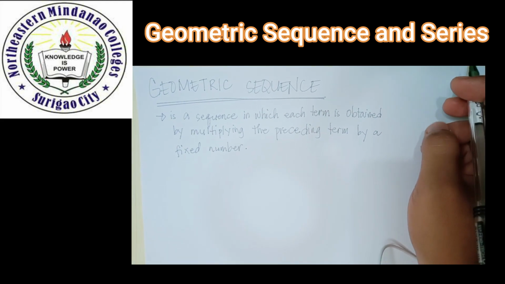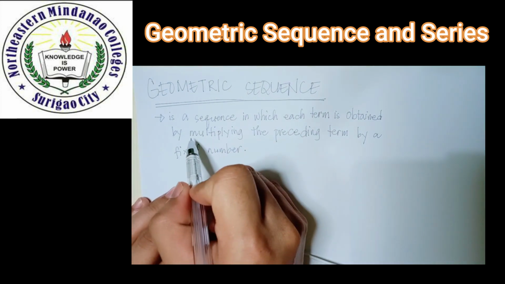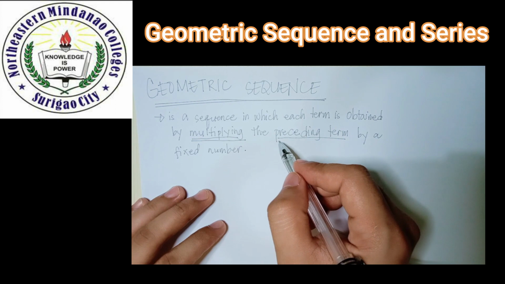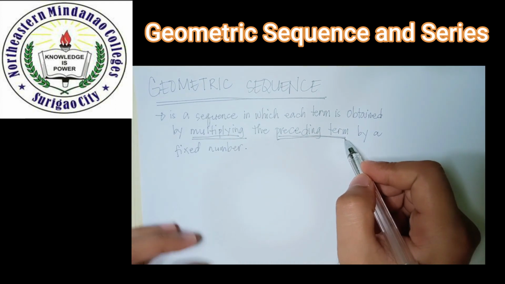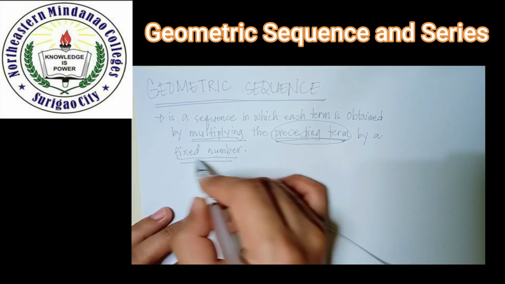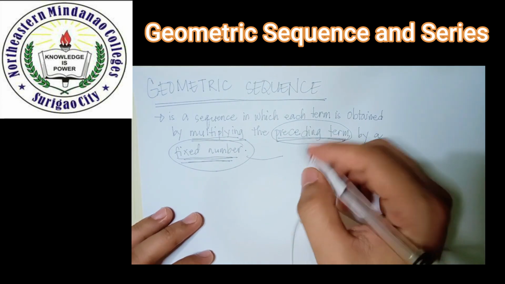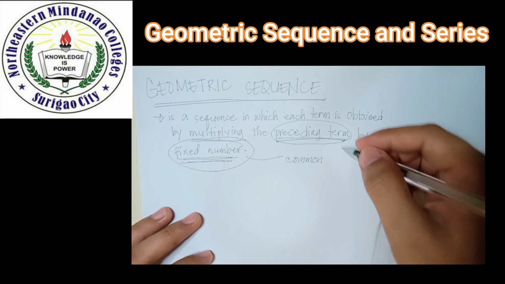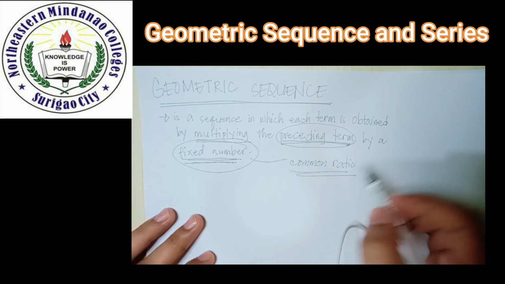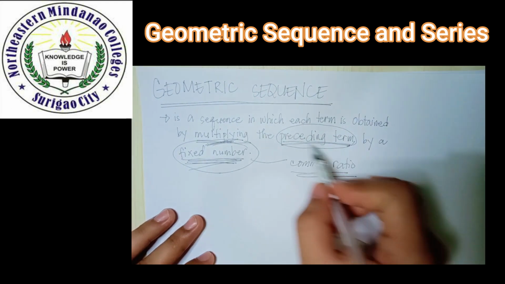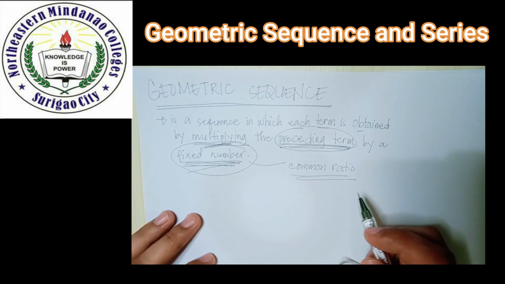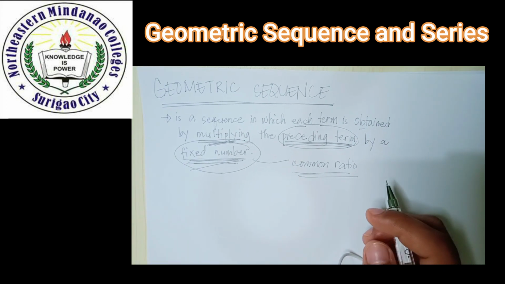the common difference. Now, in geometric sequence, we do not add, rather we multiply. We multiply the preceding term by a fixed number. In arithmetic sequence it is the common difference, while in geometric sequence we call it the common ratio. Common ratio is the fixed number that we multiply to the preceding term to obtain the next terms. Okay. So, let's try to give an example.